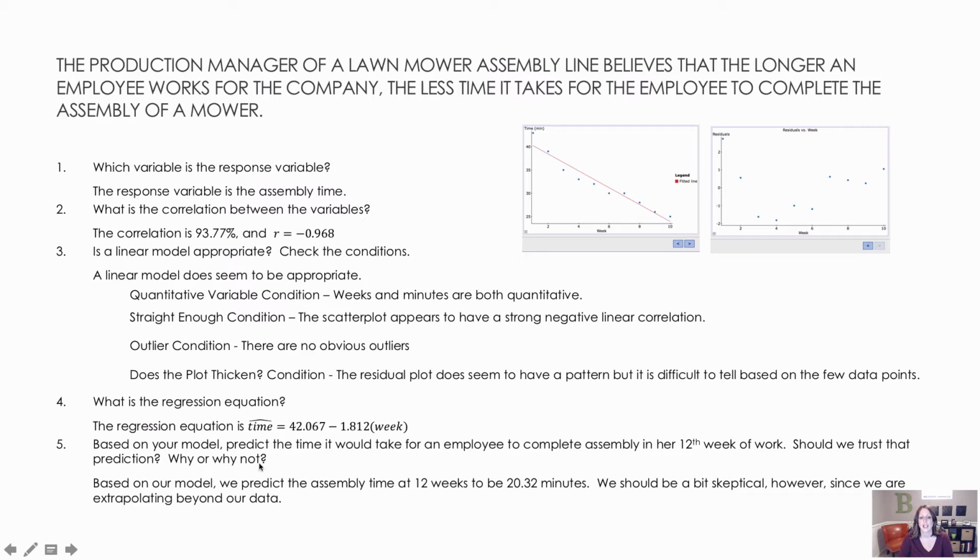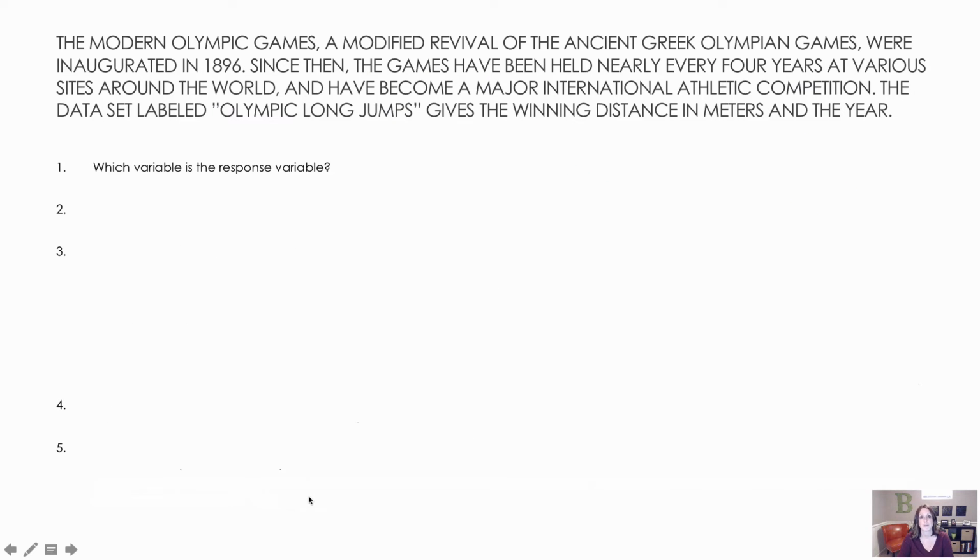Why or why not? On this one, I would be a little bit leery, not only because I wasn't quite sure on my residual plot, but notice I only have times through 10 weeks. So 12 weeks is actually extrapolating beyond the data, so we don't know that once they hit 10 weeks, maybe their times stay constant. We don't know what's going to happen. Maybe they start going back up again because they get lazy. We don't know. So be very careful when we extrapolate.